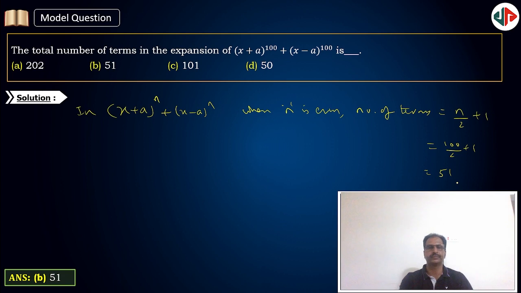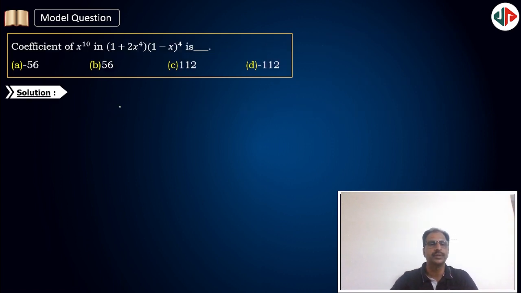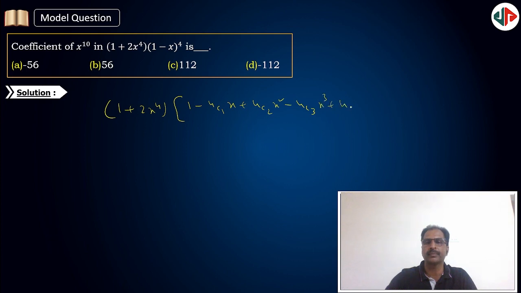Option B. Next. Coefficient of x power 10 in the expansion of (1 plus 2x) power 4 into (1 minus x) whole power 4. What is the expansion of (1 minus x) whole power 4? 1 minus 4C1 into x plus 4C2 x square minus 4C3 x cube plus 4C4 x power 4.